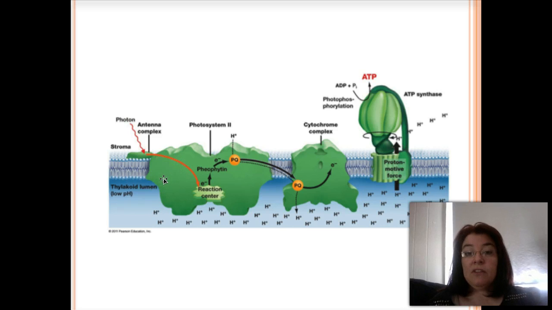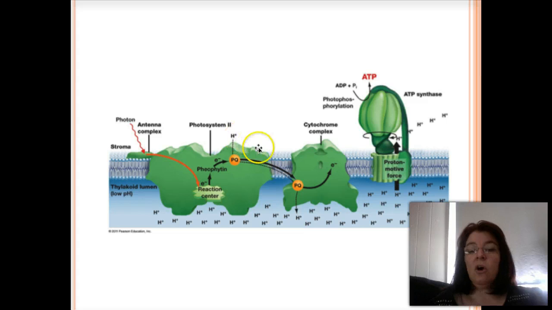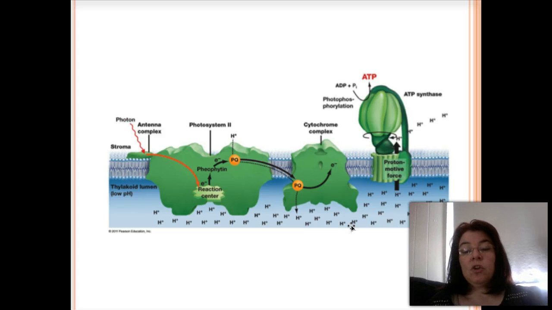Now, a couple of things to notice. Here's photosystem 2. Here are those 200 to 300 chlorophyll molecules all grouped together to work as a unit. And here is the electron transport chain. Unlike what we see in mitochondria, in the chloroplast, all of the proteins in the electron transport chain are grouped into a single complex, and that's referred to as the cytochrome complex.